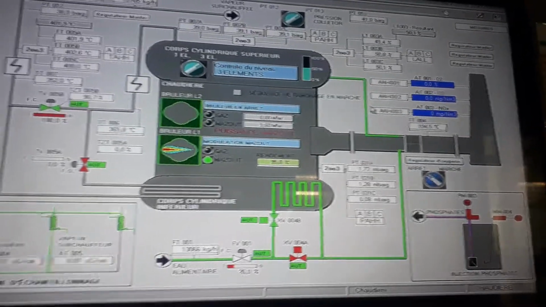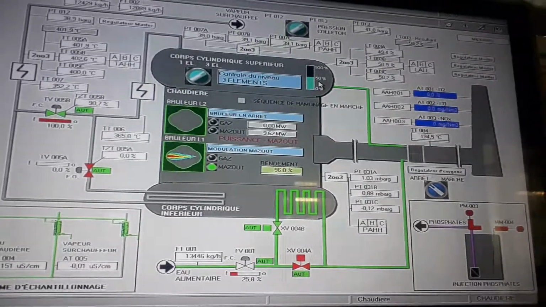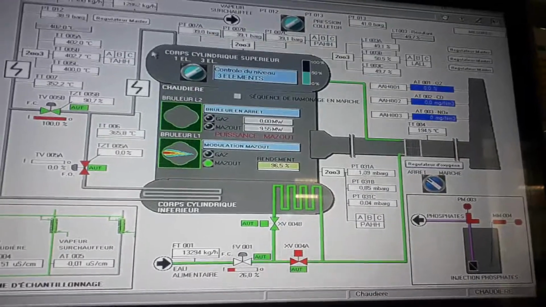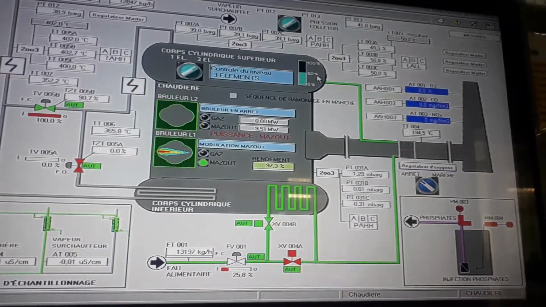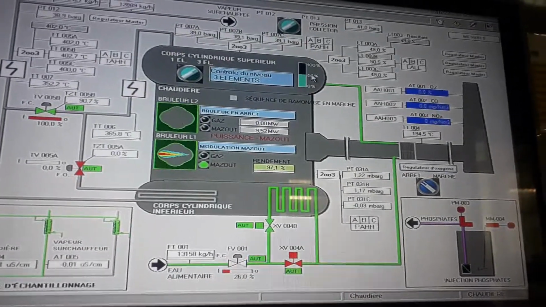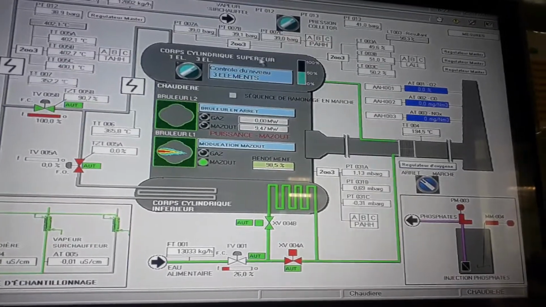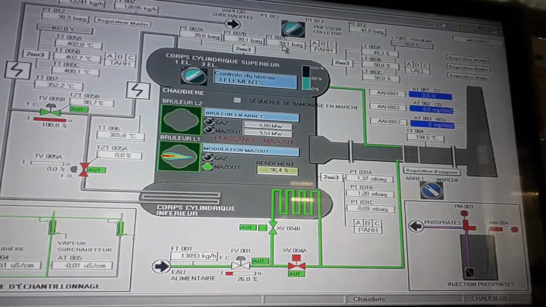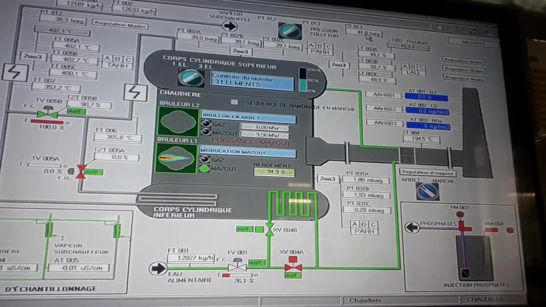After that, the water enters the water drum. This is the water drum. Inside the water drum we have a level of 30% of water and 40% of steam, of saturated steam. The pressure here is 39 bar or 40 bar.